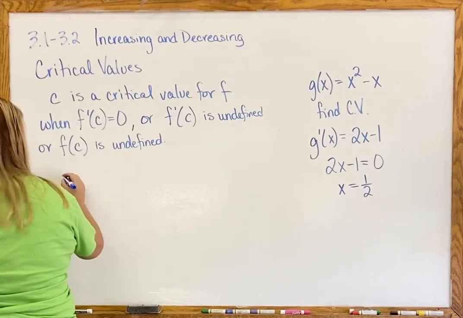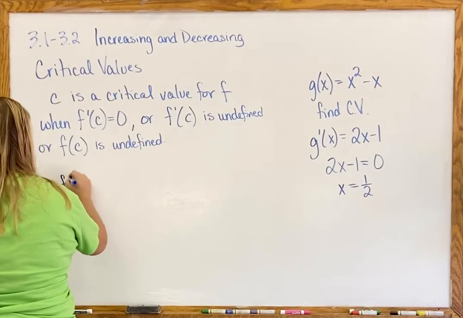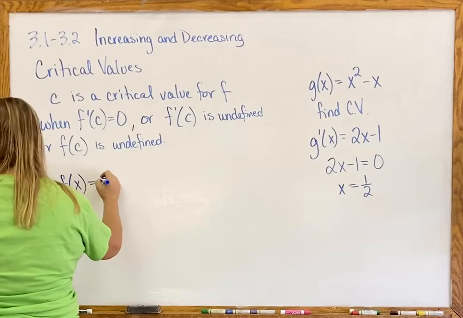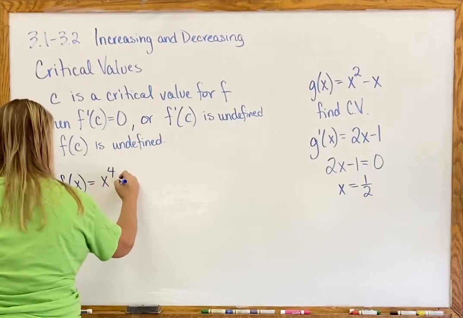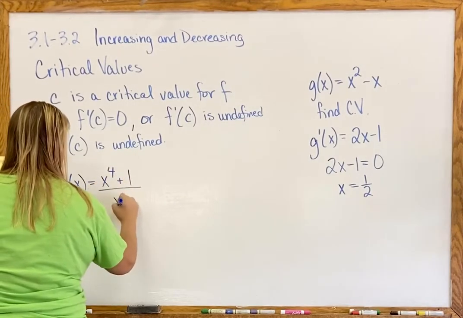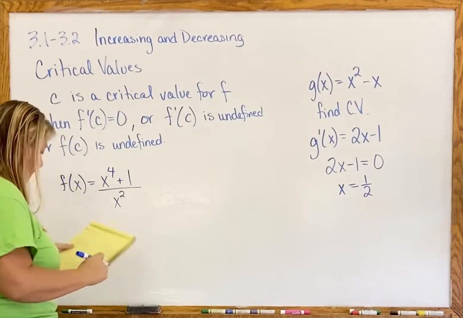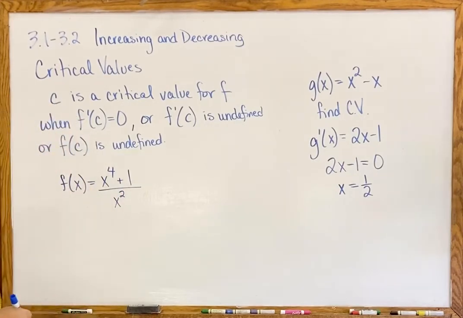Okie dokie. So what if f of x equals x to the 4th plus 1 over x squared? Okay, and again, we're just looking to find critical values. We're not doing anything more. But when you look at this guy, we're not looking at a polynomial anymore, are we?